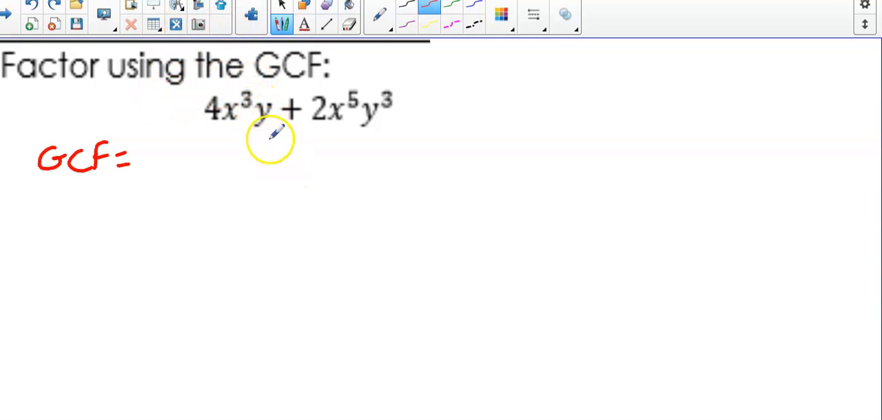So for our next one, I'm going to start by looking at my two actual numbers here, so 4 and 2. My greatest common factor, or the greatest number that I can divide out of both, is a 2. Now I look at my x's. I have an x to the 3rd and an x to the 5th. I'm going to look at this x to the 3rd right here. That's the greatest that I can divide out of both. And then I have y and y to the 3rd. Y is the greatest number that I can take out. Okay, so my GCF is 2x to the 3rd y.